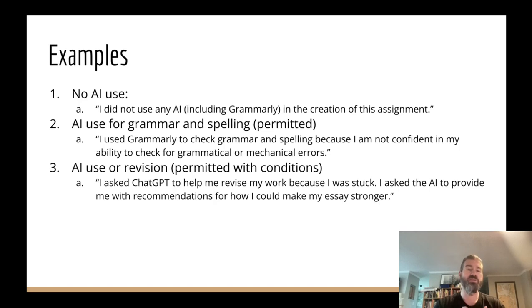What I mean by that is I want to know why and how you used it. And I'd really prefer that you include the prompt that you used. So, in the example here, I asked ChatGPT to help me revise my work because I was stuck. I asked AI to provide me with recommendations for how I can make my essay stronger. That is an okay use.